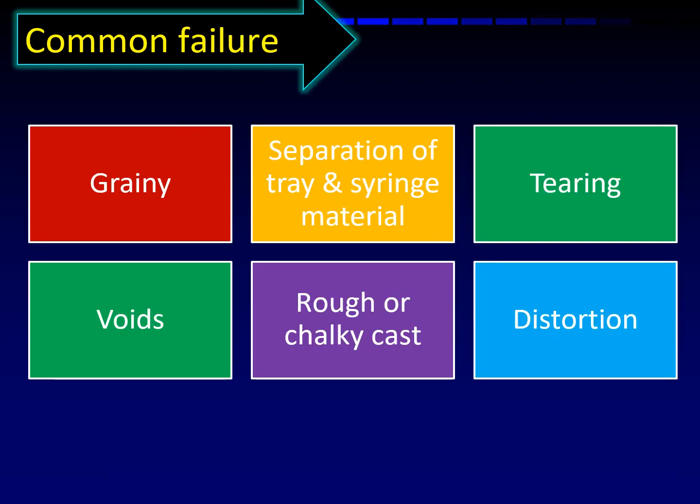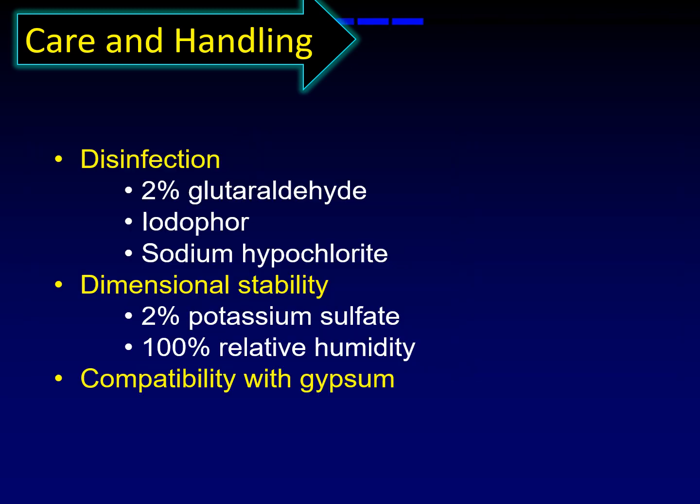The most common failures encountered with the hydrocolloid material are grainy impressions, separation of the tray and syringe material, tearing, voids, rough or chalky cast, and distortion.